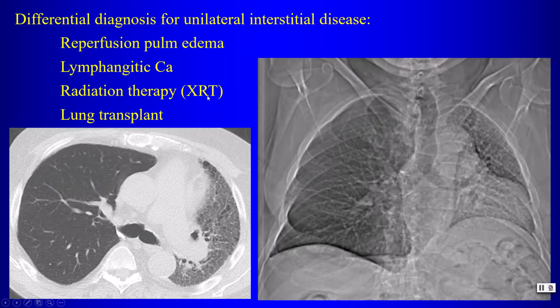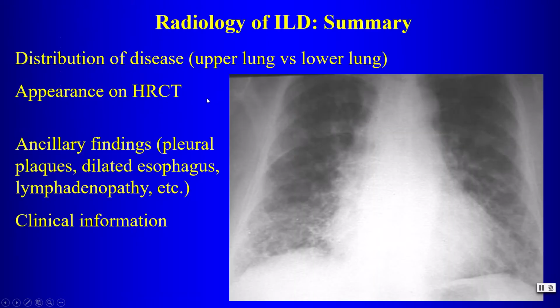So what is our differential diagnosis for unilateral interstitial disease? Well, we can see it with reperfusion pulmonary edema. We've talked about re-expansion or reperfusion pulmonary edema. That can look like unilateral interstitial disease on a chest radiograph. Lymphangitic carcinomatosis, breast cancer, lung cancer can give you an asymmetric distribution of lymphangitic carcinomatosis. Radiation therapy can give you asymmetric distribution of fibrotic changes, and as in this example, lung transplant can also give you this appearance of unilateral interstitial lung disease.